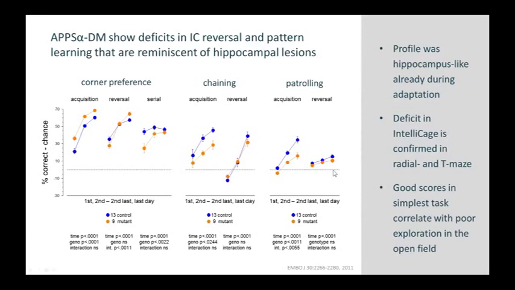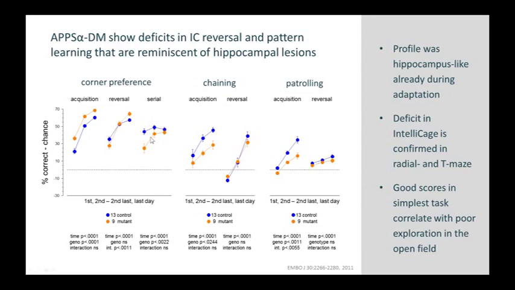Then we went on to use this test battery to test mutant animals, and as one example I show you this double mutant line, which has already been shown during free adaptation. So these are animals that are deficient for both beta-amyloid precursor protein and also the related protein APLP2. They show a pattern that is highly similar to what we see in hippocampally lesioned animals.